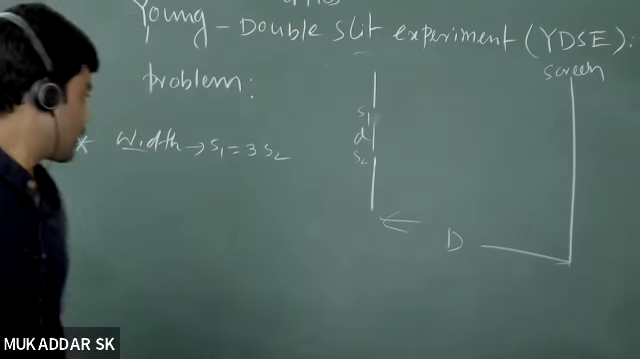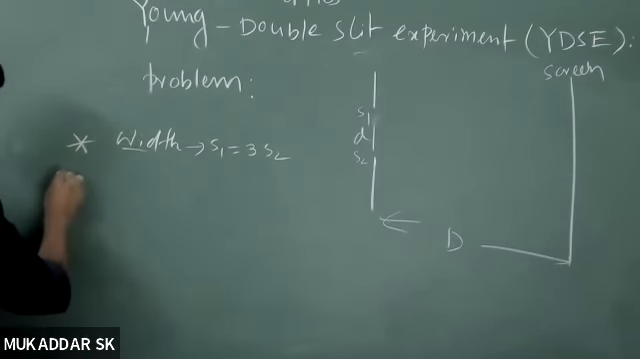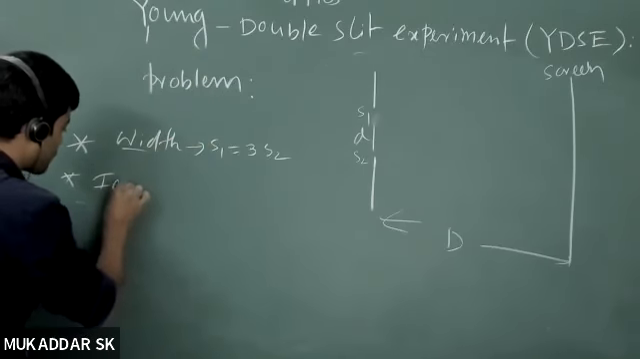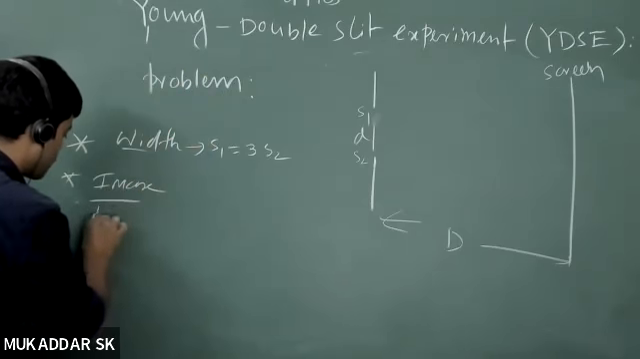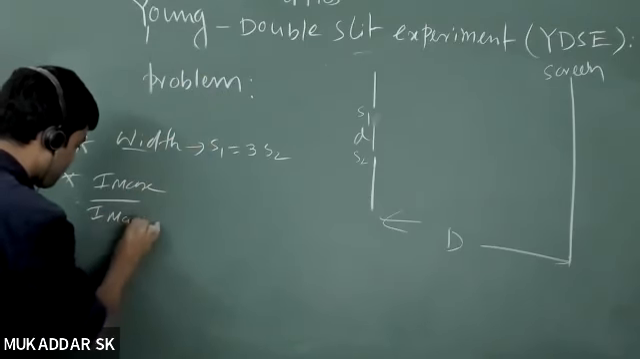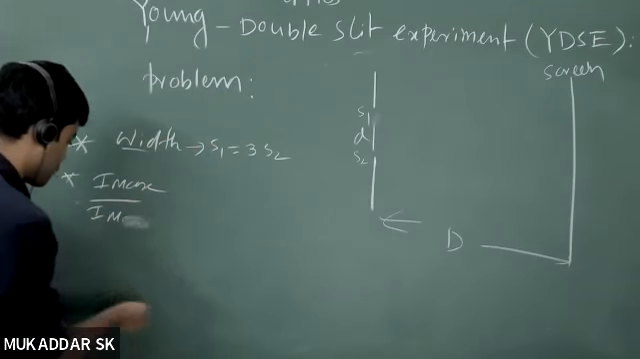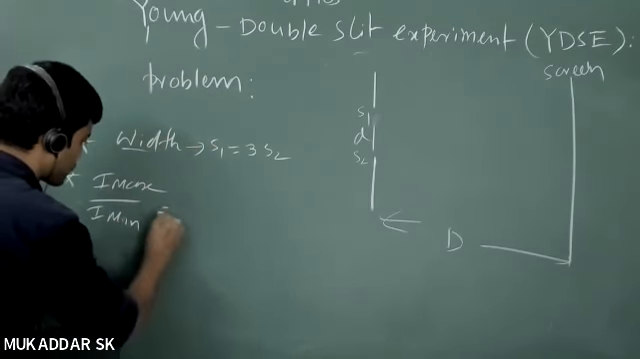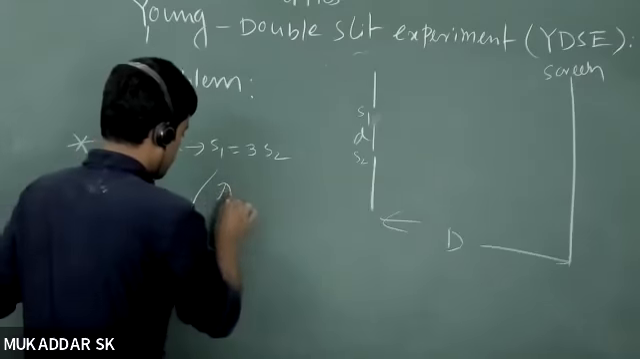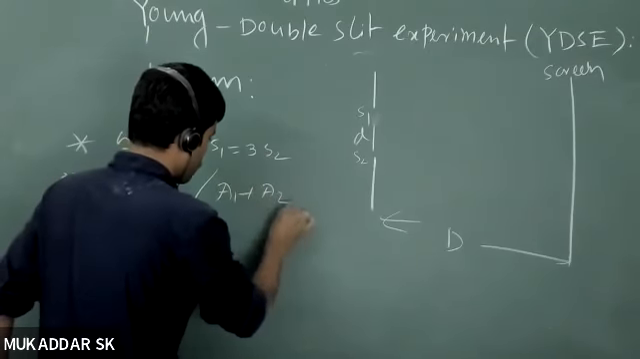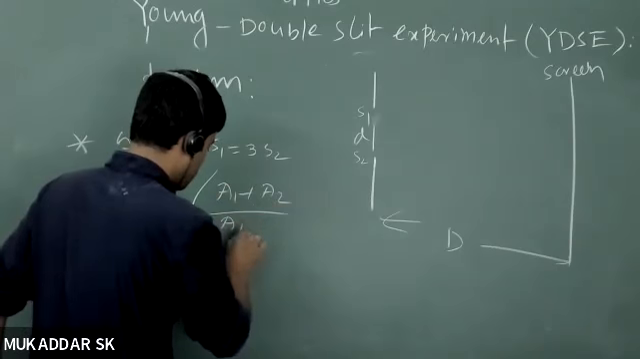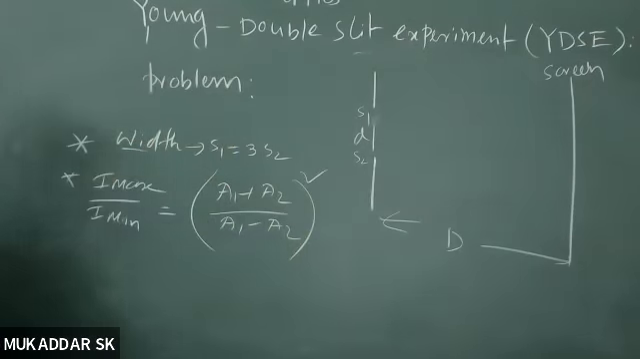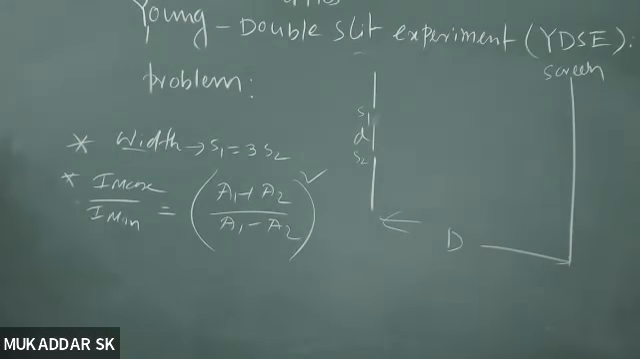Okay, how will we calculate? If you remember, we just derived I max by I min. How much was that? That is A1 plus A2 divided by A1 minus A2, whole square, right? ठीक है ना?